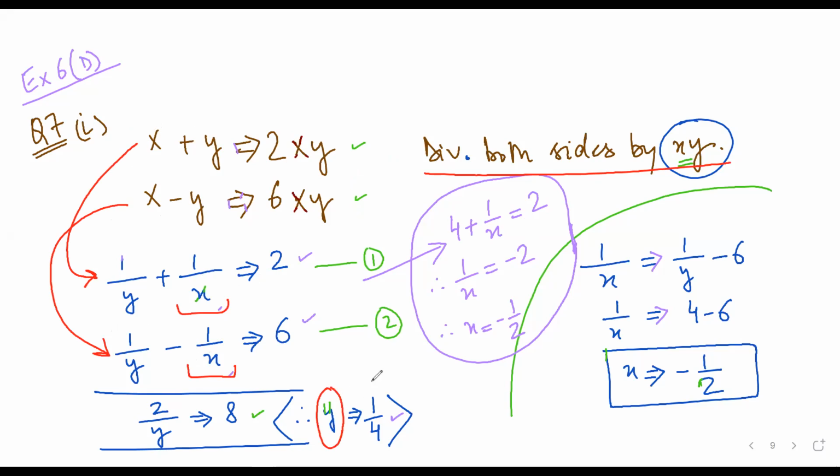Then I can take the value of 1 by 4. I can substitute this value of y either here in equation 2, which I have done here. This is equation 2. Or I can substitute the value of y in equation 1. This is equation 1. Both ways the answer that I will get is x is equal to minus half, which is my final answer.